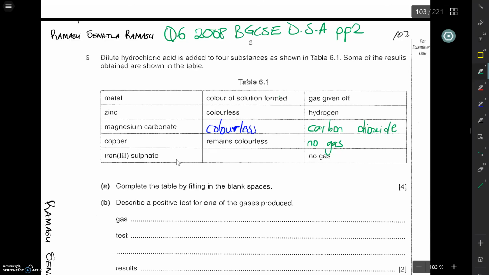The reaction between iron 3 sulfate and hydrochloric acid forms a brown solution, a brown solution of iron 3 chloride. And like they say here, there's no gas given off.